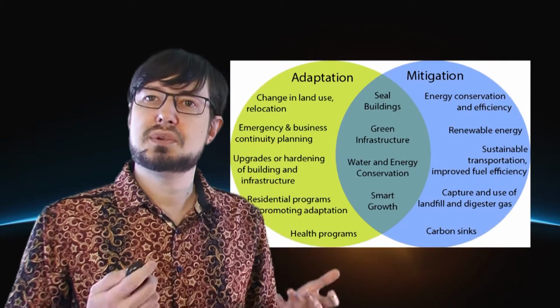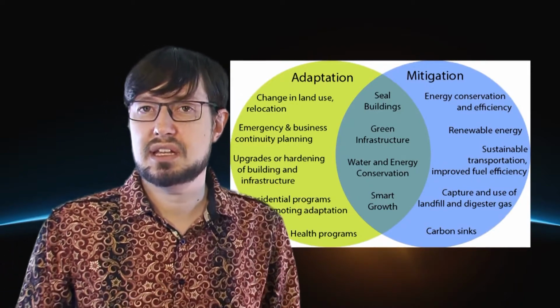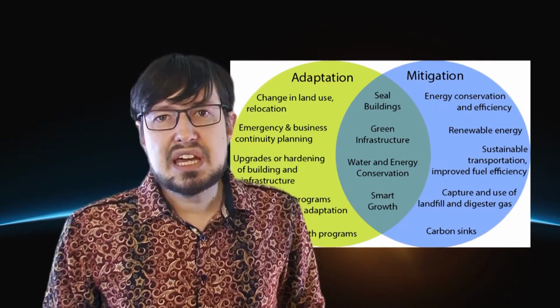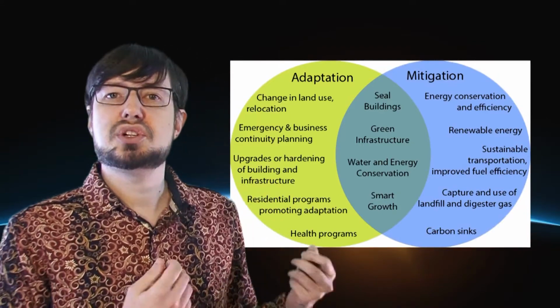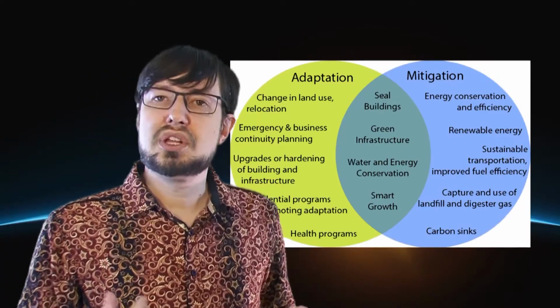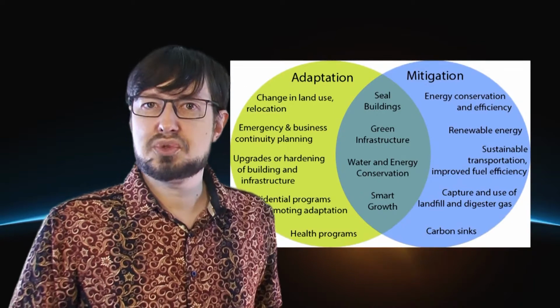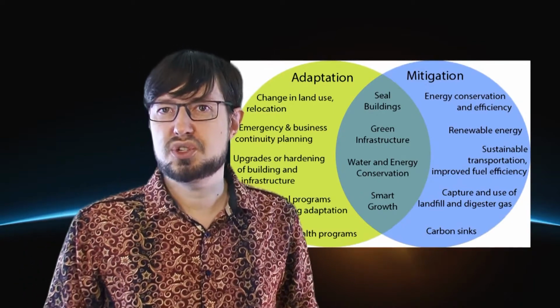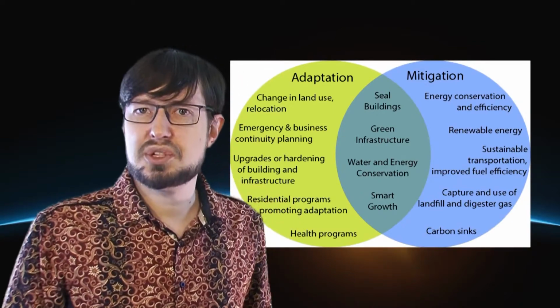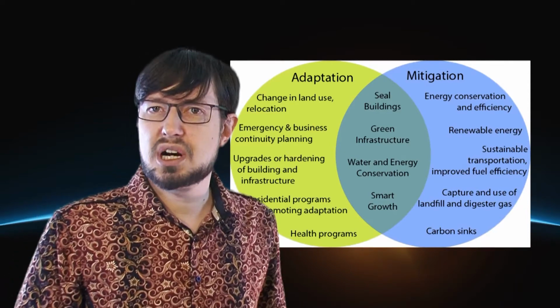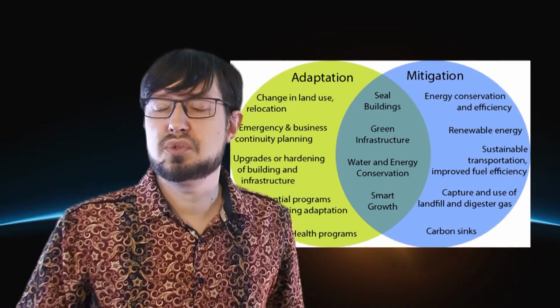Finally, I want to give you some examples of mitigation and adaptation. Mitigation, for example, would be things like energy conservation and efficiency, renewable energy, sustainable transportation, and improved fuel efficiency, but also carbon sequestration and increased carbon sinks. So that would mean planting more trees, for example.